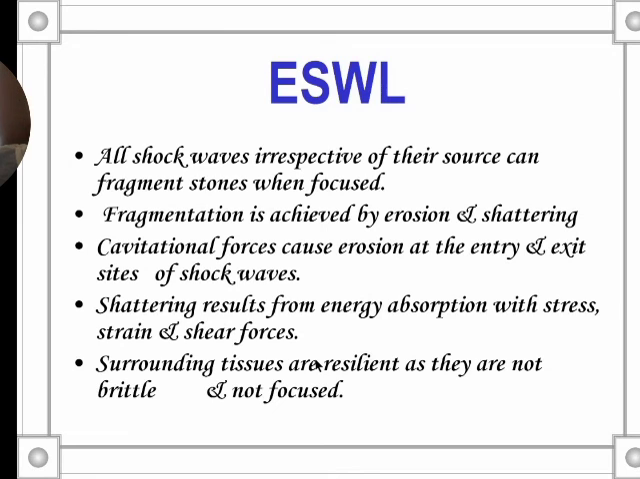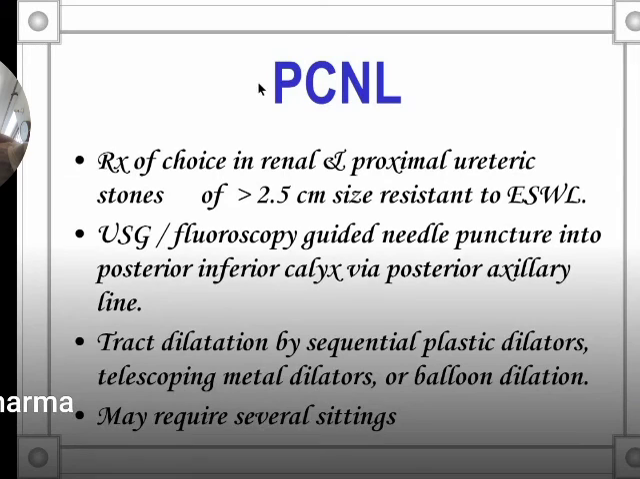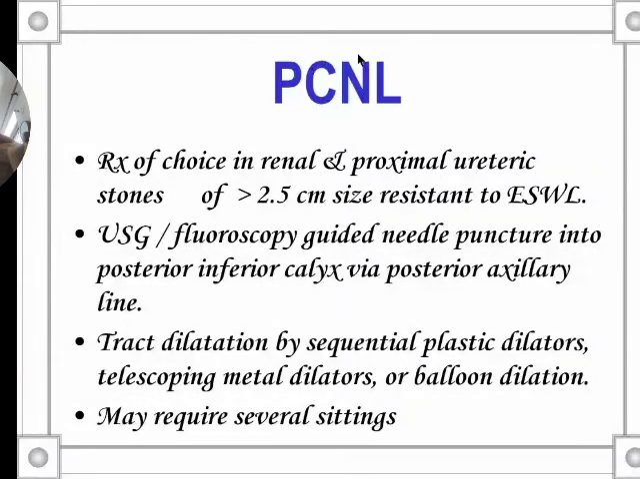If they are not amenable to ESWL, then there is another minimally invasive technique, percutaneous nephrolithotomy. This is the treatment of choice in kidney and proximal ureteric stones of more than 2.5 centimeter size, which are resistant to ESWL. If they are not broken with ESWL, you can use PCNL. So how do you do it? With ultrasound and fluoroscopy guidance, you first puncture into the posterior inferior calyx via the posterior axillary line. Through the skin, you make a needle puncture.